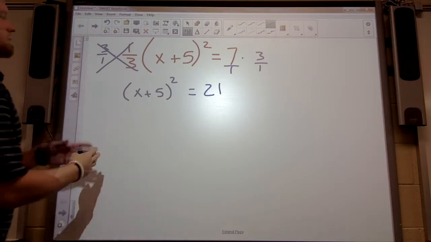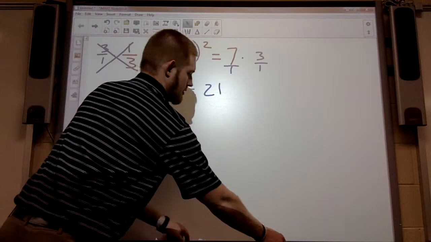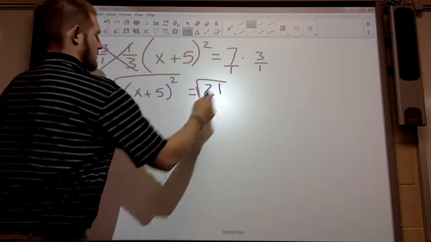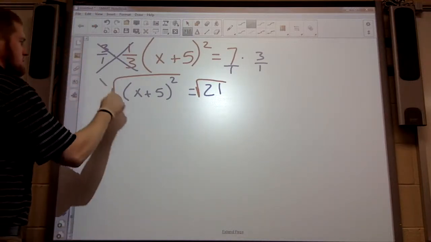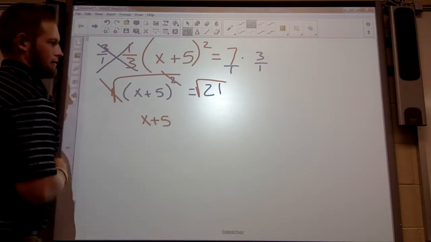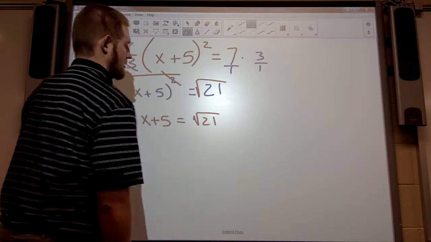Again, right here, you could FOIL if you wanted to. We did that in a previous section. I think that was actually yesterday. But another easier way is to just get rid of your square. If you see a square, go ahead and square root it. It doesn't matter what's on either side. Square root it. Those cancel. So now I just have x plus 5 equals the square root of 21.